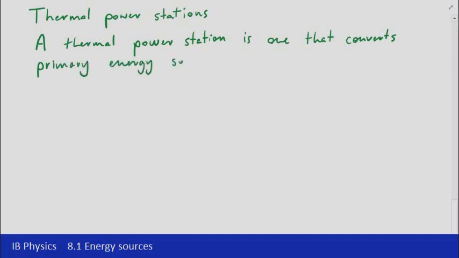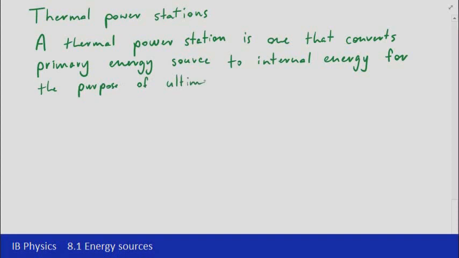So when we're talking primary energy sources in the context of thermal power stations, we're usually talking about fossil fuels, nuclear fuels or biomass, because we're going to convert those primary sources into internal energy. So looking at thermal power, we're talking about thermal energy, and so we're looking for somewhere where the energy source is being converted to internal energy, and ultimately it's about producing electricity, and so that electricity can then be used by consumers, and by electricity what we really mean is electrical energy.